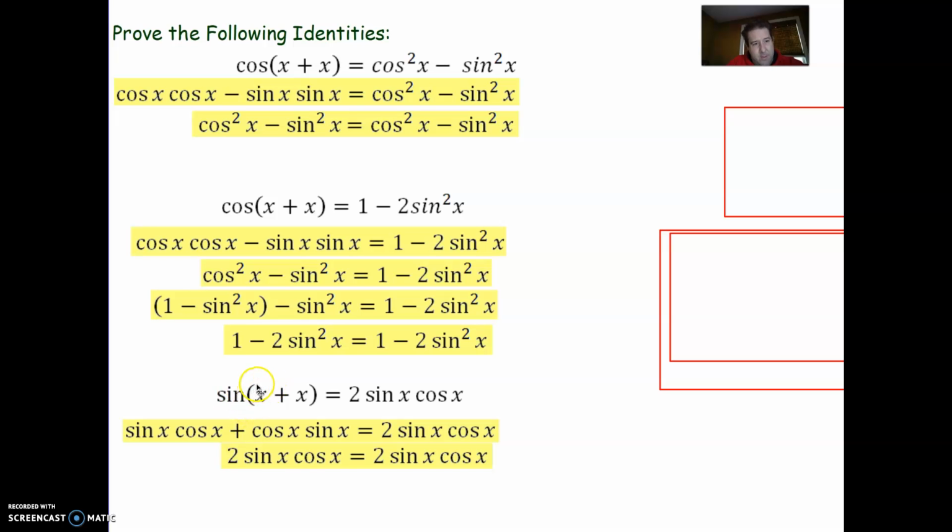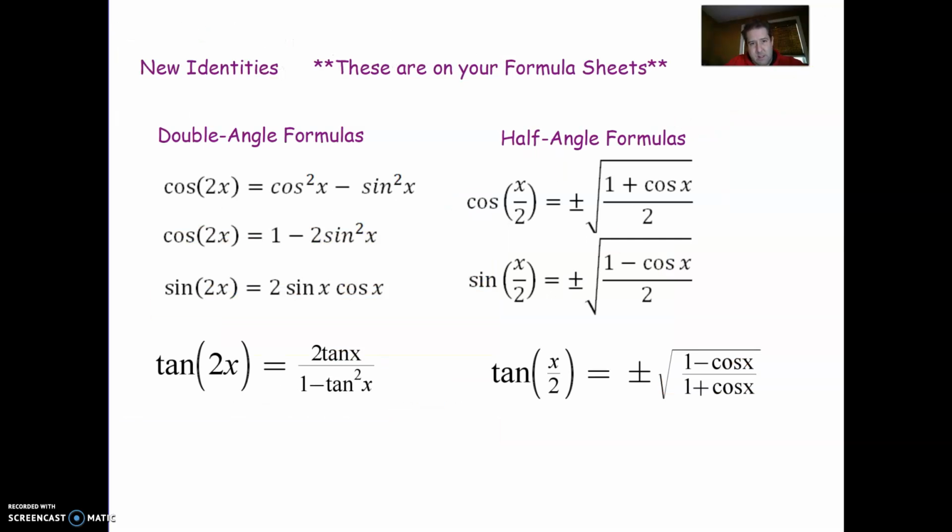Okay, so this was cosine though. So for sine, it's equal to double the same thing. So this is the reason why it makes sense. So here are your double angle formulas. Those are the 3 that I just went through on the last slide. And then these are also your half angle formulas.